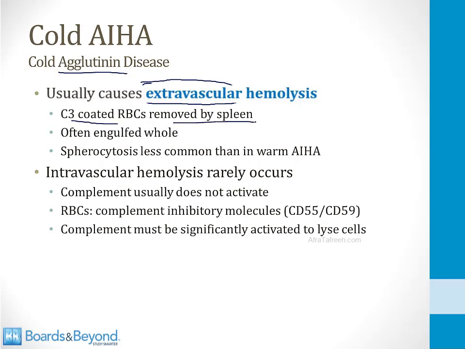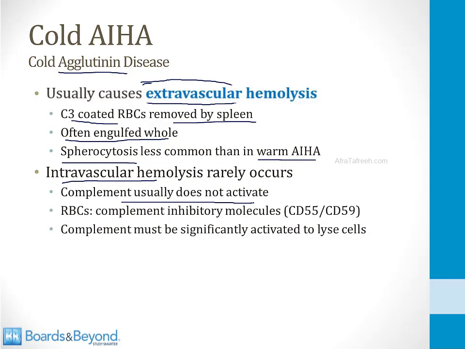And in contrast to warm hemolytic anemia, in cold hemolytic anemia, the red blood cells are often engulfed whole, and for this reason, spherocytosis is much less common than in warm hemolytic anemia. Rarely you can see intravascular hemolysis, but this usually doesn't happen because the mechanism of intravascular hemolysis is complement activation, and complement usually does not activate enough to lyse the cells.